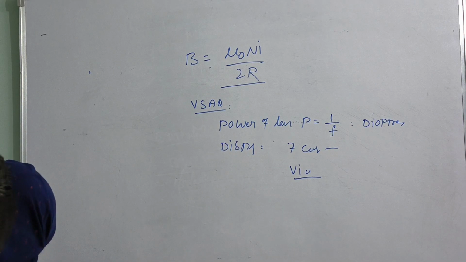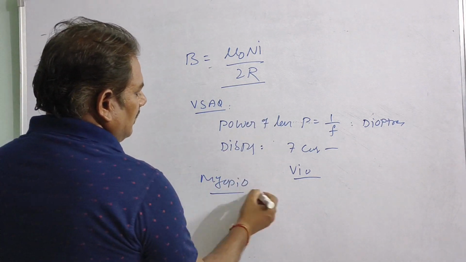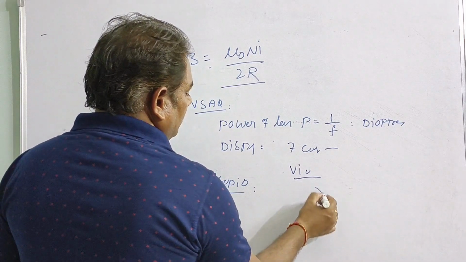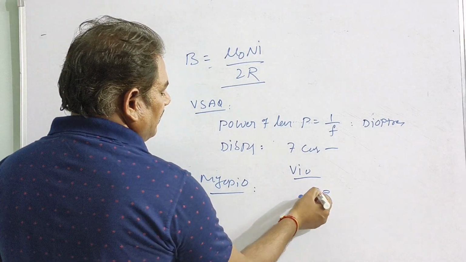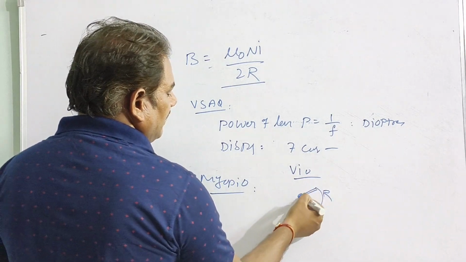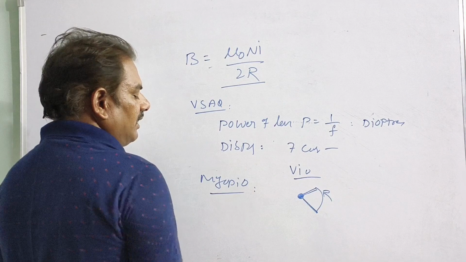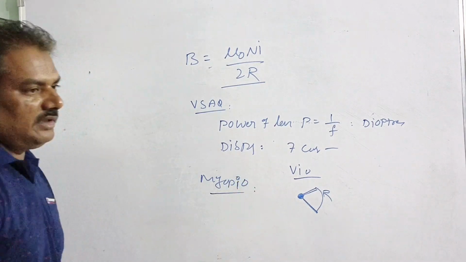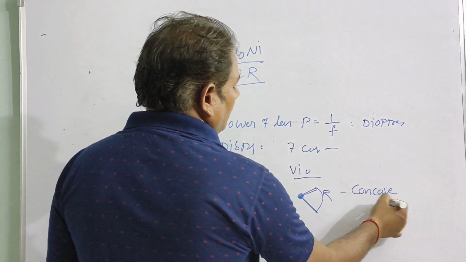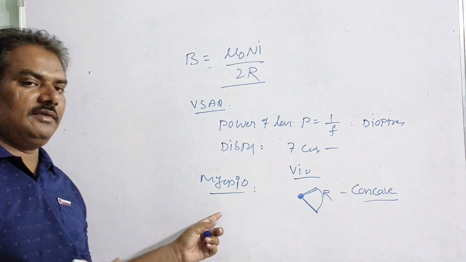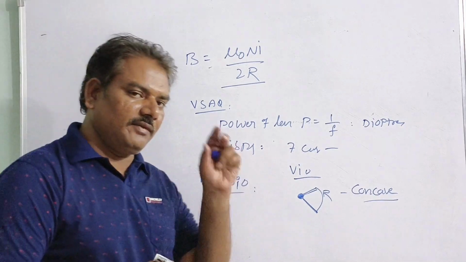Next, myopia. What is myopia? For example, this is the retina. The image of the object is formed in front of the retina. This is called myopia. It is one of the eye defects and can be avoided by using a concave lens in front of the eye.